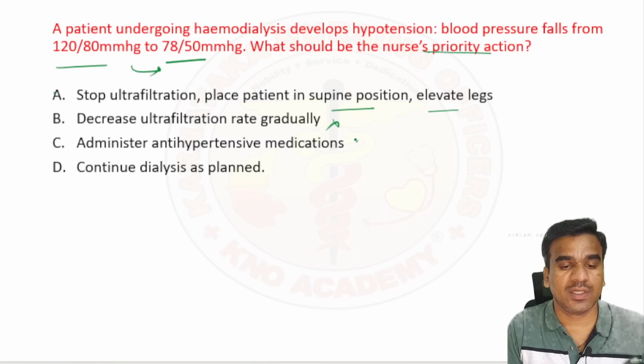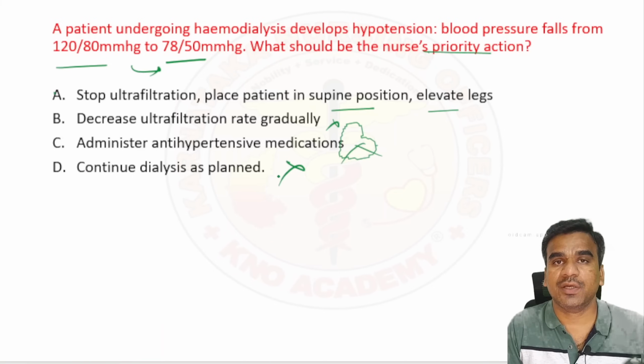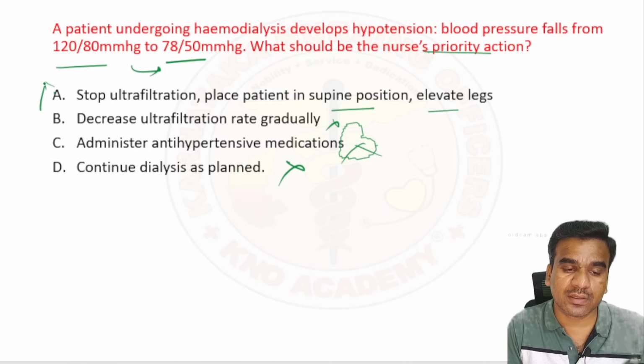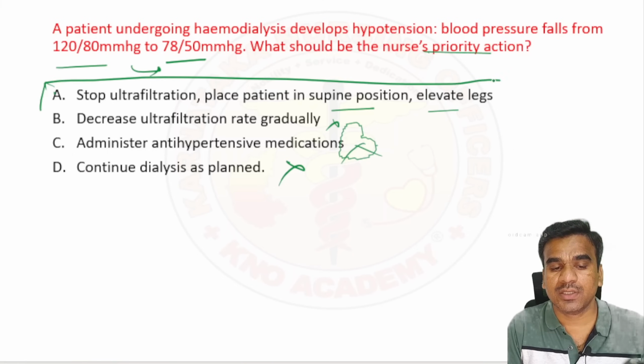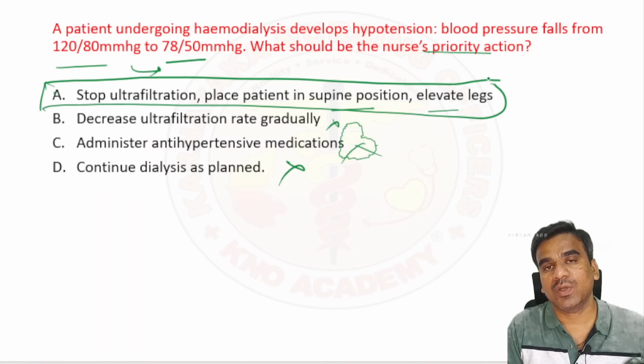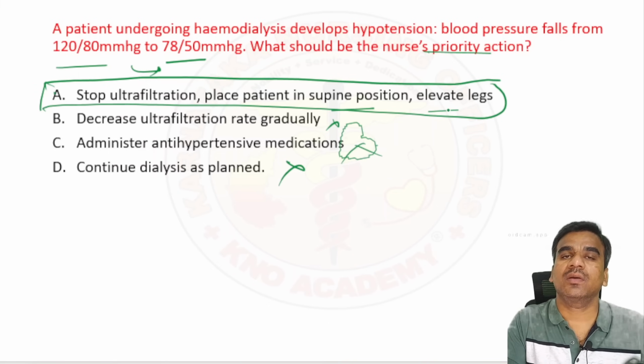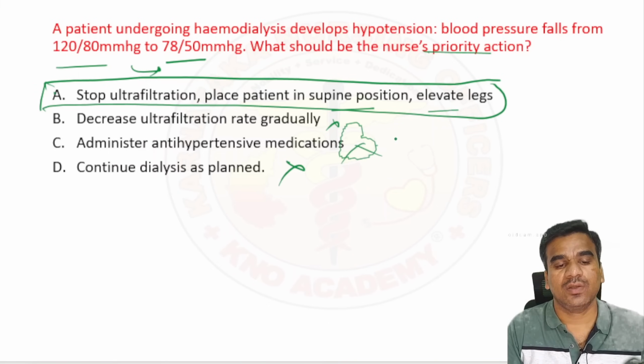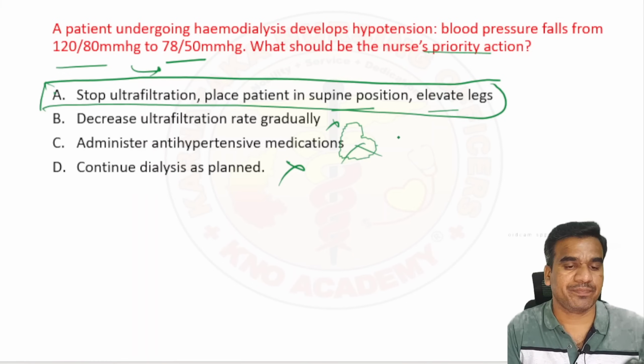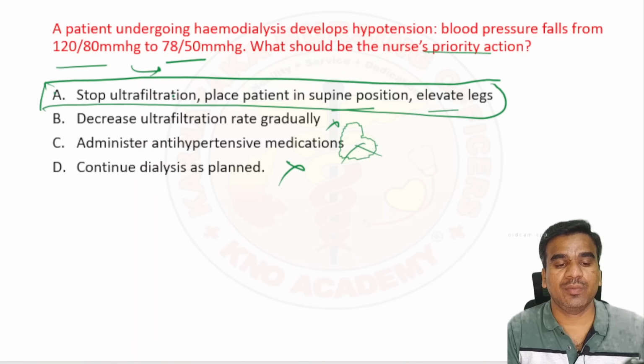How will we administer the antihypertensive? No, sorry, this is wrong. And continue dialysis as planned? No, we cannot continue the dialysis. So the right answer will be to stop ultrafiltration and elevate the legs to improve the venous return to the central organs. So we are giving the limb up, leg up. So the right answer will be A.